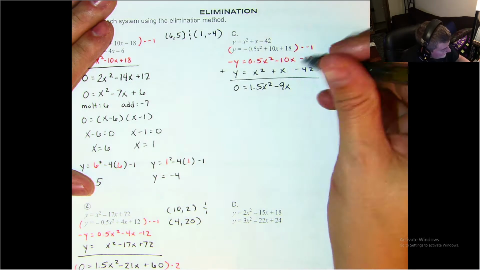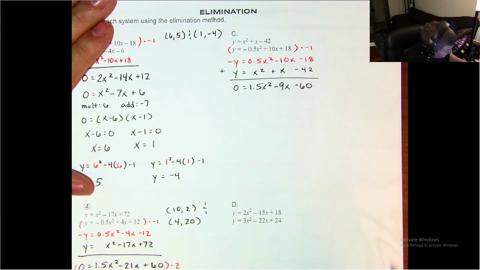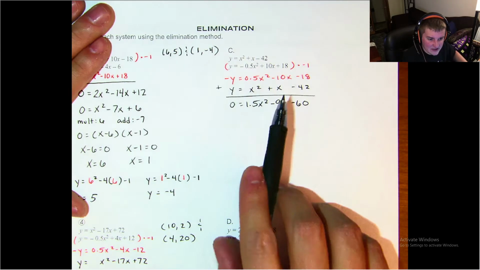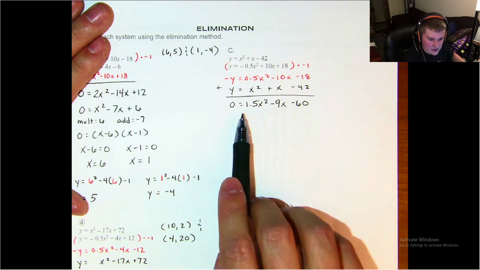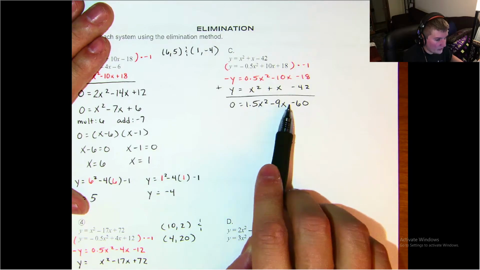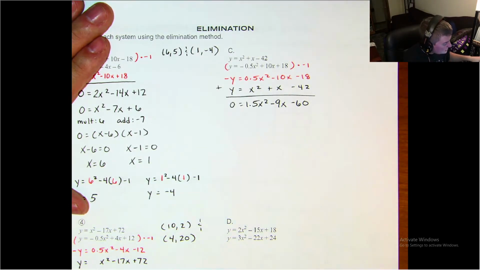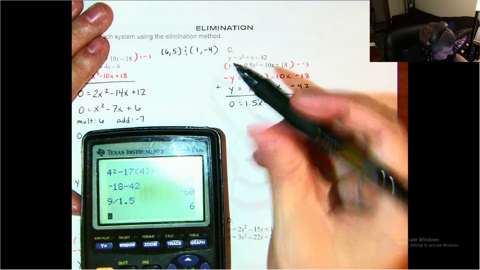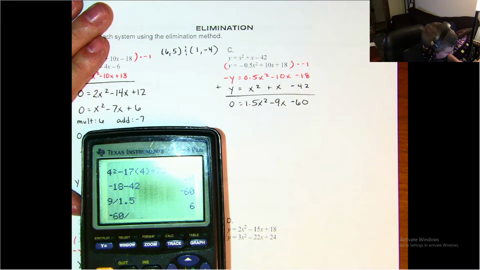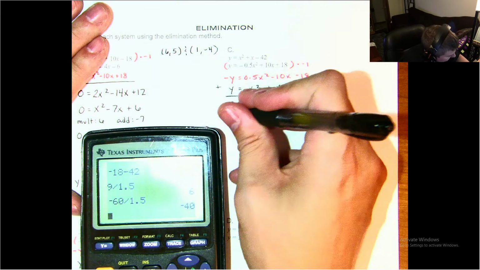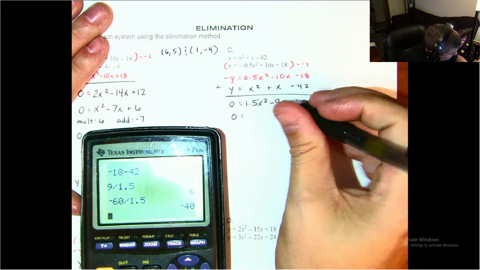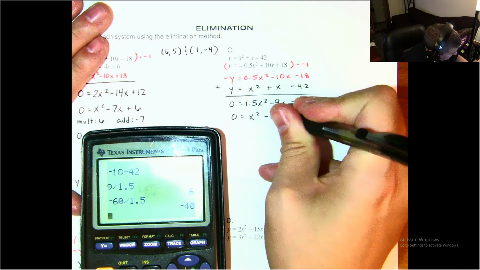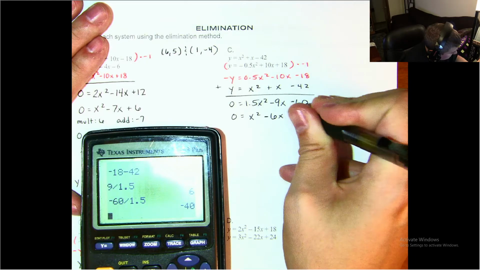Negative 60. Okay, I kind of learned my lesson here on the previous one, that sometimes they are divisible by 1.5, and I'm kind of seeing these are all multiples of 3. Since these are multiples of 3, I have a hunch that they're all also multiples of 1.5. So let's go ahead and check. 9 divided by 1.5 is 6, and negative 60 divided by 1.5 is negative 40. So here I'm going to get x squared minus 6x minus 40.